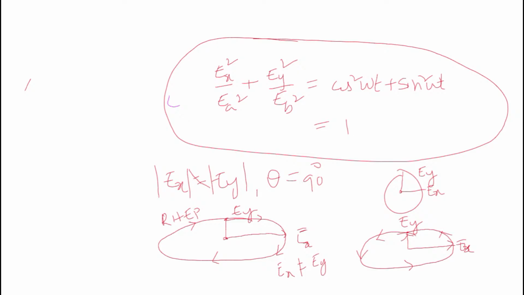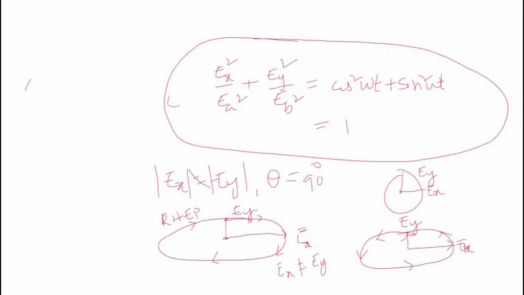So this one is left hand elliptical polarization. If you stand in front of this and rotate your hands, the direction is aligned with your left hand. And if you stand here and rotate your hands, in this case the direction indicated by the arrows is aligned with your right hand. So that is right hand elliptical polarization.